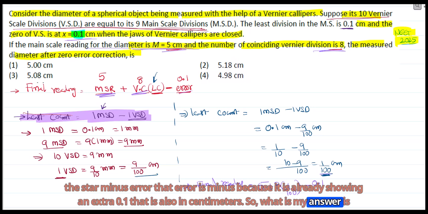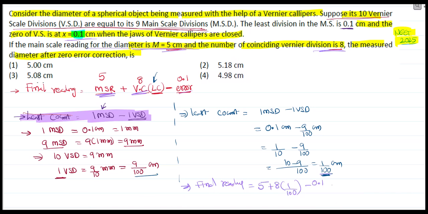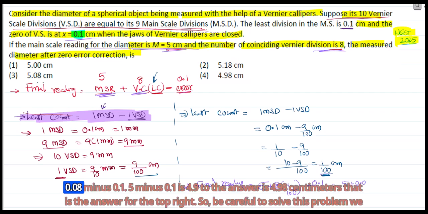So what's my answer? 5 plus 0.08 minus 0.1. 5 minus 0.1 is 4.9. So the answer is 4.98 centimeters. That's the answer for the problem.